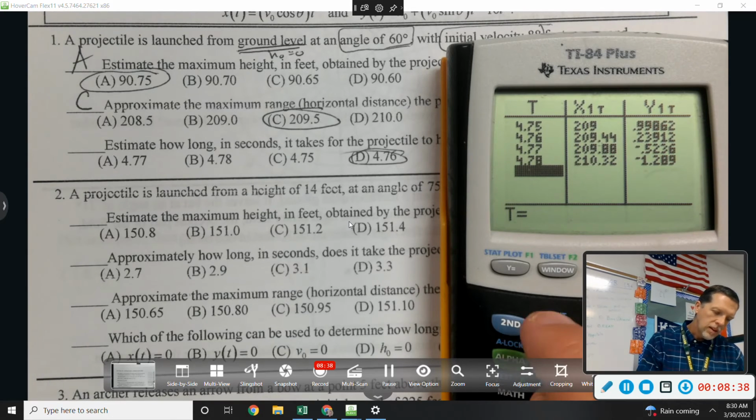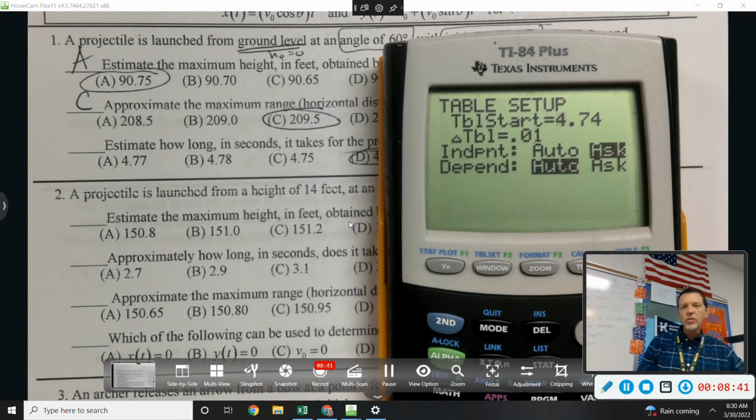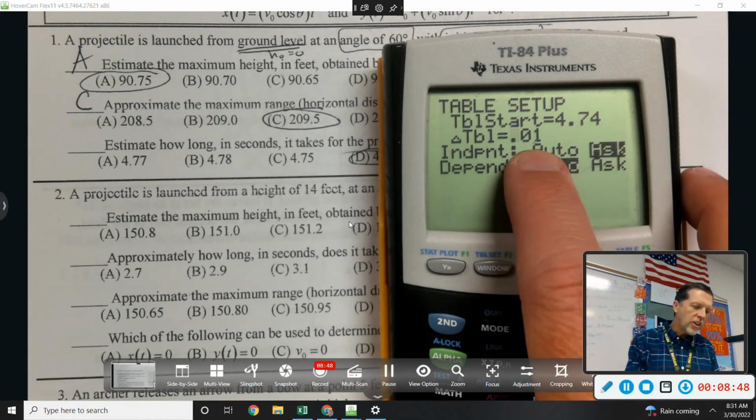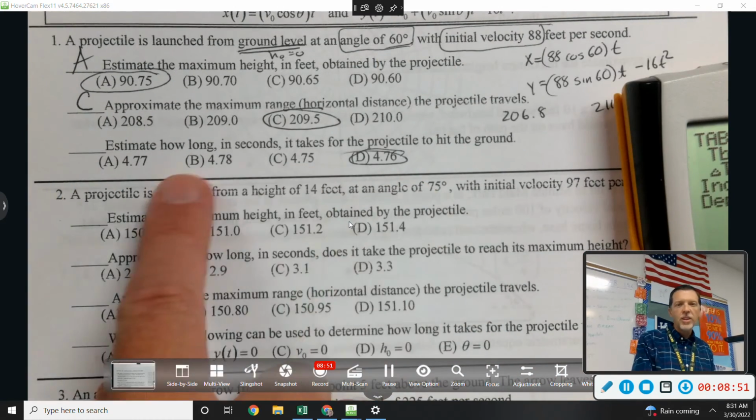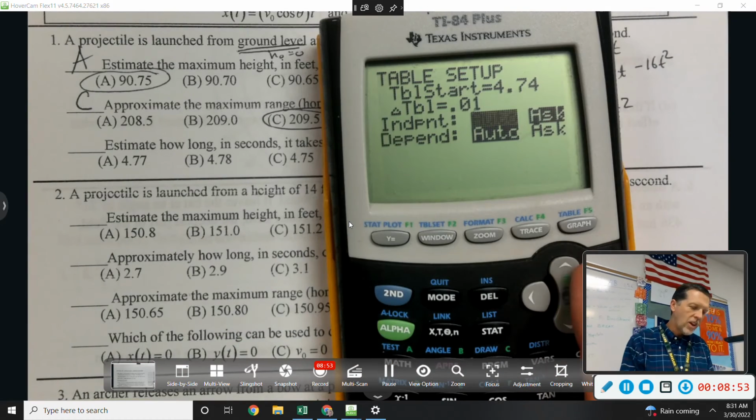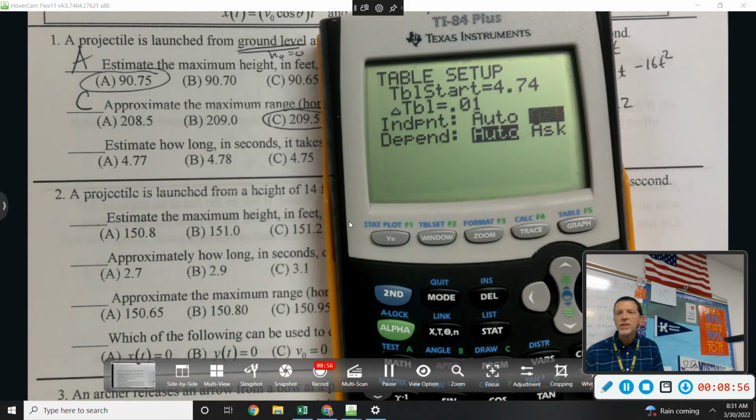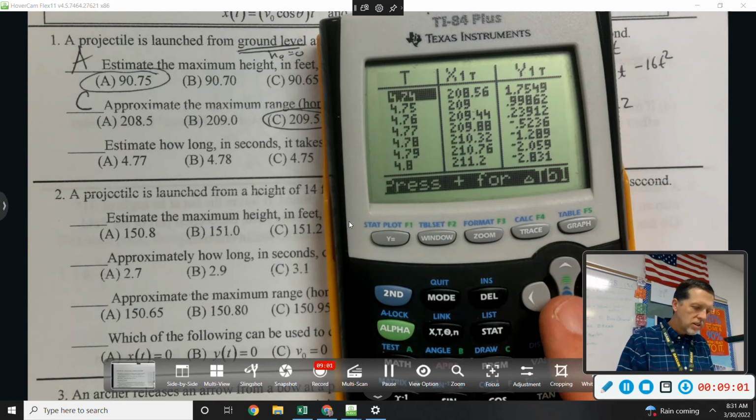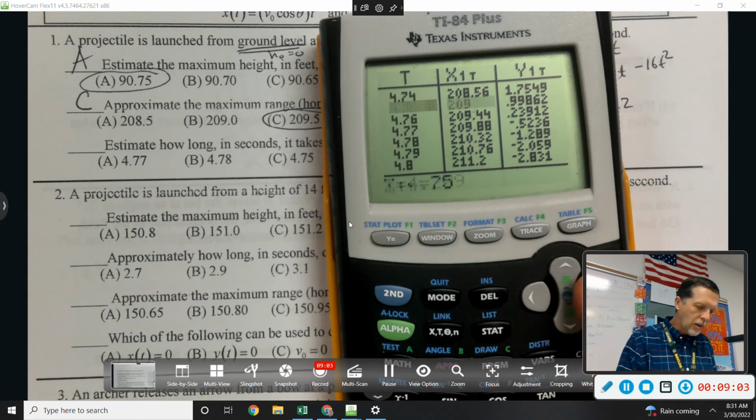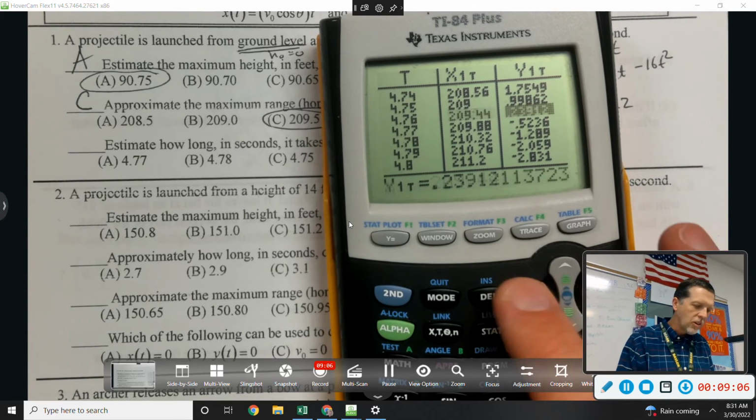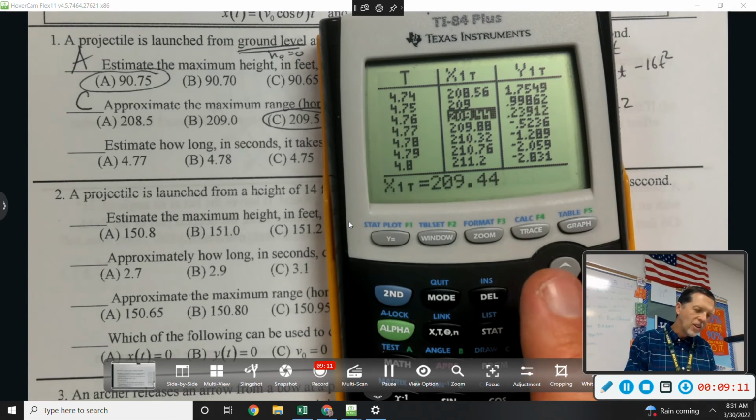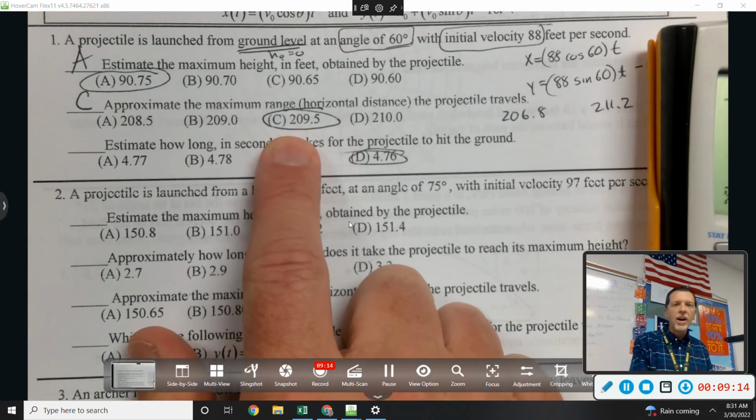You do second window. Second window is table set, so you set up your table. You can either do change in table 0.01 because that's the difference between times, or you can just say ask me and I'll tell you what times I want to type in. Either way, and then go to table. It works the same way here. 4.76 is the closest to 0. A time of 4.76 gives you a y value closest to 0 and an x value of 209.5.